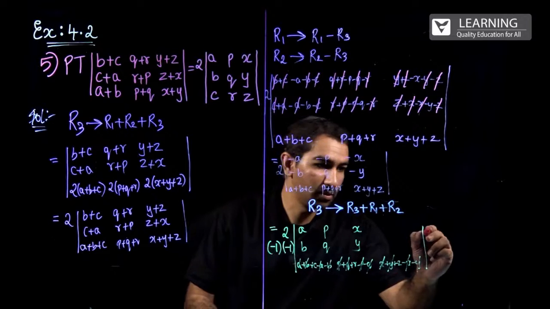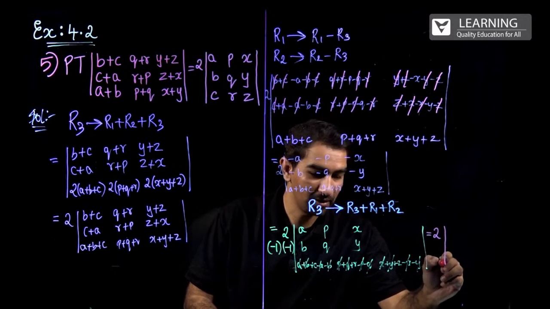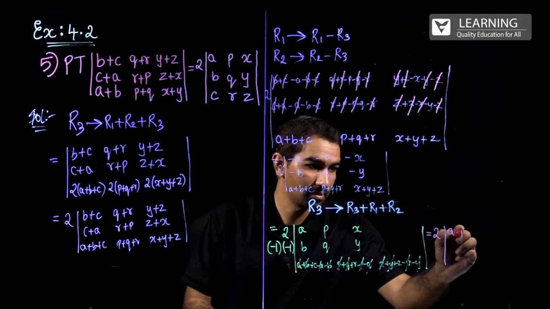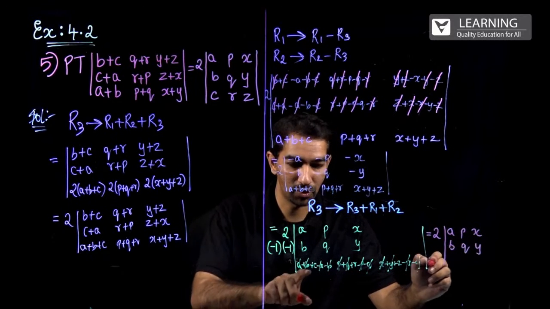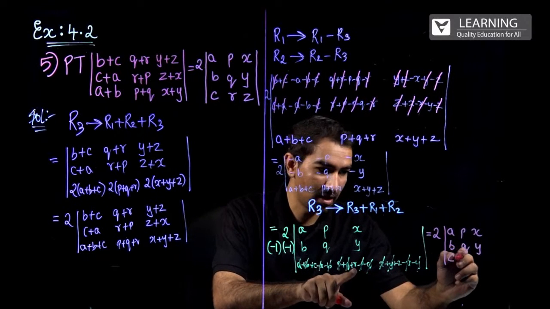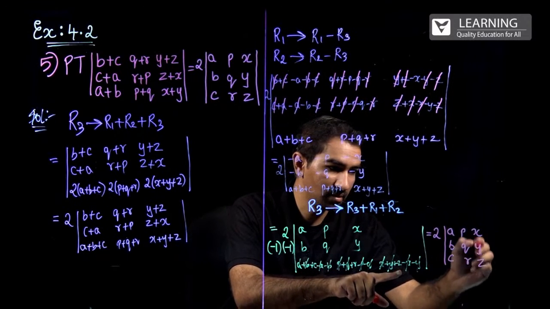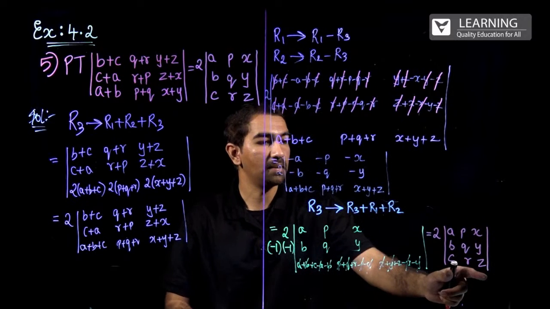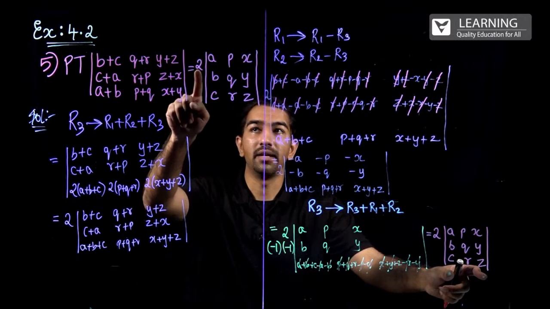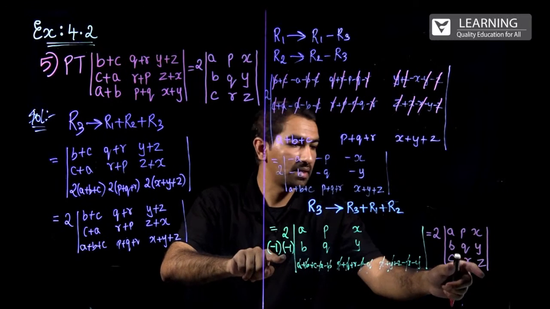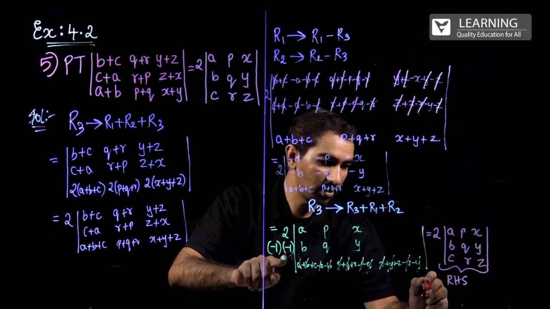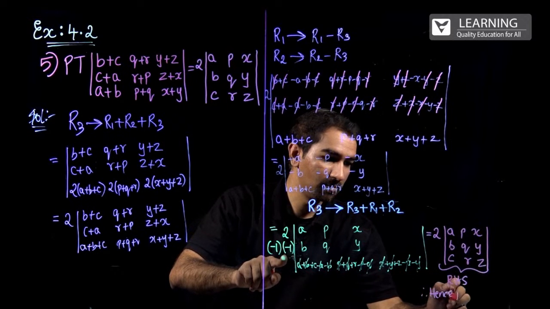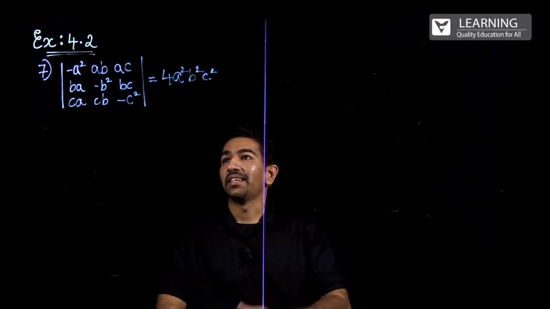So this will be equal to 2 times of APX, BQY. See the last row now, C R Z. Is this our RHS? APX BQY CRZ, and 2 outside. Minus into minus is plus, so which is equal to RHS. Therefore, hence proved. Starting with the next question.